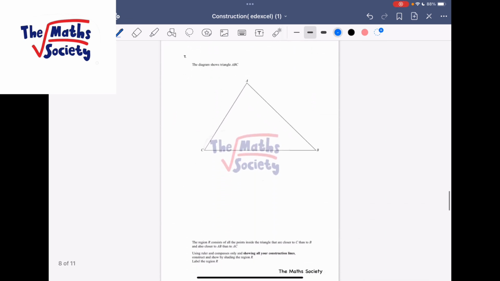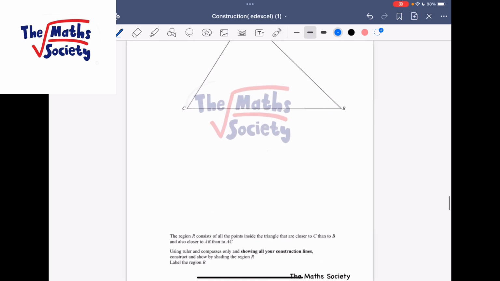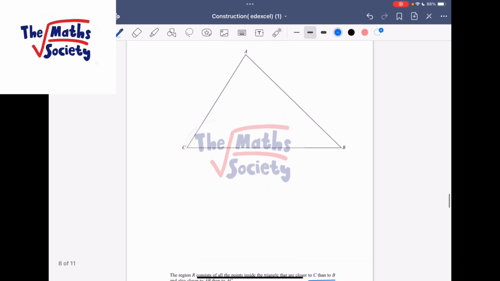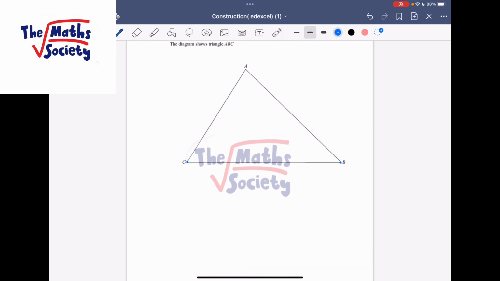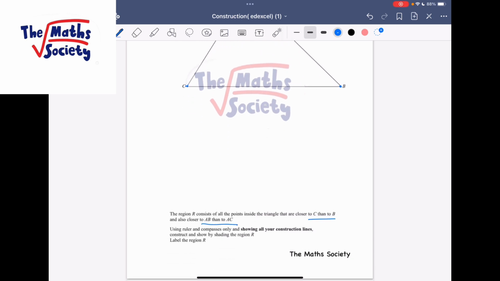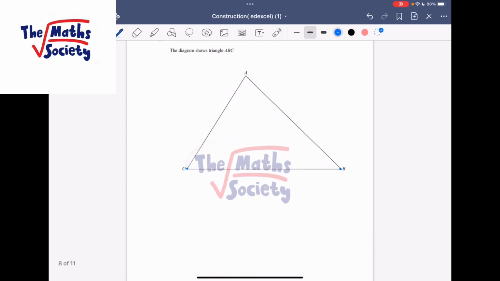And let's go on to number 7. Number 7 says the diagram shows triangle ABC. The region consists of all the points that are closer to C than to B, which means we have to do a perpendicular bisector, and closer to AB than to AC, which means we do the angle bisector as well. First, put your compass at these points and draw a perpendicular bisector right here, which is just going to be like this.